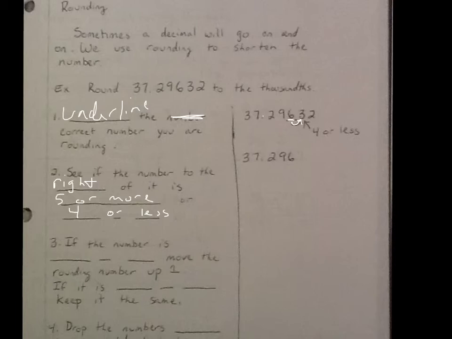Okay, now if the number is 5 or more, okay, move the rounding number up 1. If it is 4 or less, okay, keep it the same. So because it's 4 or less, okay, the 3 is less than 4, so the 6 that we're trying to round stays the same. Okay, so 37 and 296 thousandths.